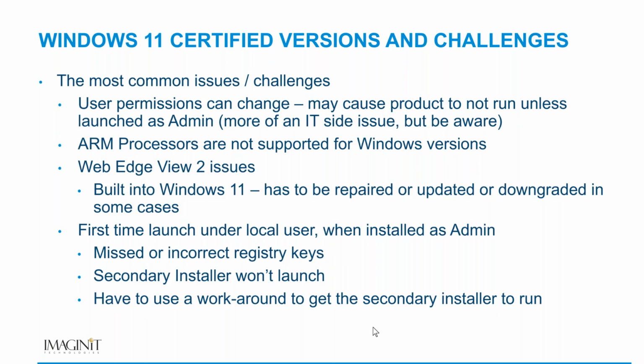I'm not going to go into that because that's more of a troubleshooting thing, but I just want to make you aware when you run into this, that we do have ways to get around that. And usually what happens is if you install as an admin, especially under Windows 11, there are different sets of permissions that are applied to the software and where the installer media is. And it is not populating the keys for the local user when you log back in, which causes the secondary installer not to launch, which causes some other issues.